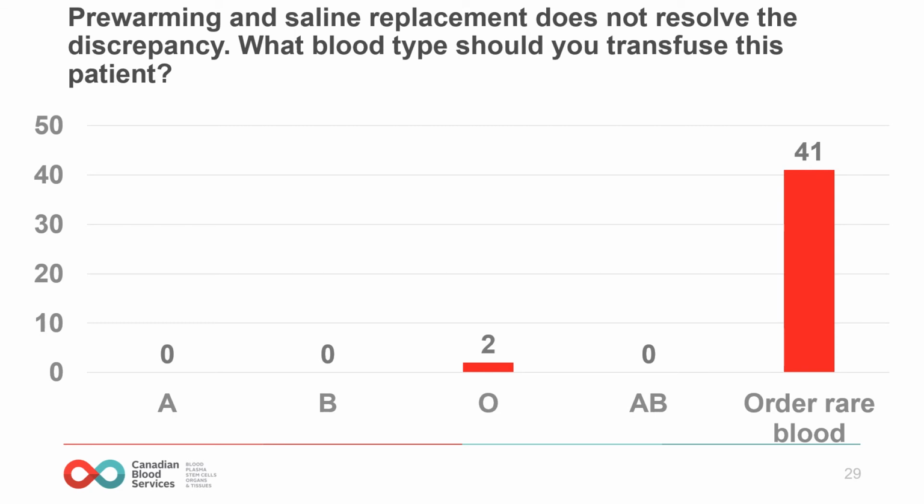So at this point, most people have already figured out this is a Bombay patient who has an anti-H, which means that they lack the A antigen, the B antigen, and the group O antigen, which is the H antigen, which means that they're going to be incompatible with all blood groups, or I should say all common blood groups. So in order to find a unit for them, you have to order rare blood.